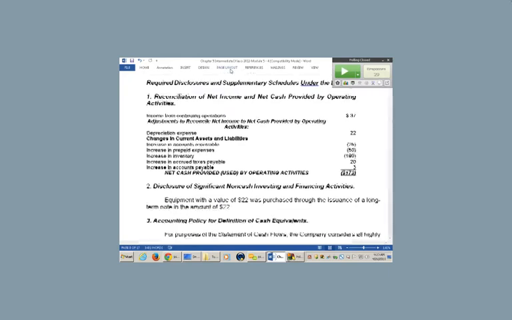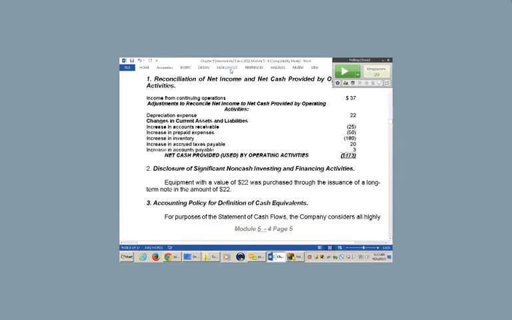Okay, second type of disclosure. You have significant non-cash investing and financing activities. So the second disclosure would tell you that the company acquired equipment of $22 million that was purchased with long-term notes. So that's the way you would see it. Melanie, that's the way you would see that in the financials.